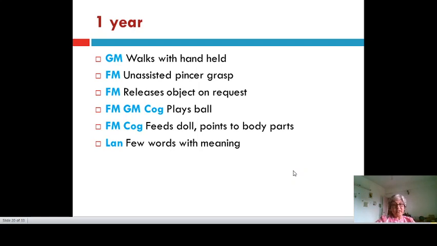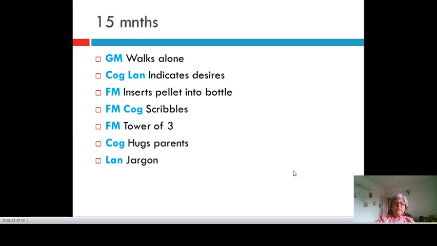He learns to release an object when you ask for it. The baby can play with a ball. Now he learns to feed a doll, points to body parts, and he uses few words with meaning. So his pretending imagination is starting to evolve at this age. At 15 months, the baby can walk alone.